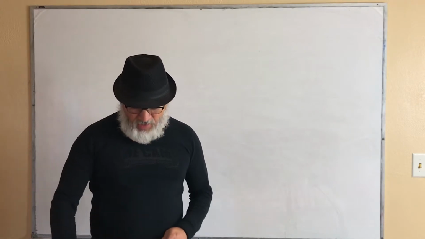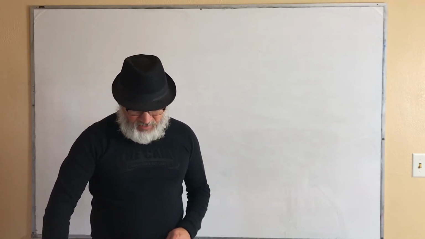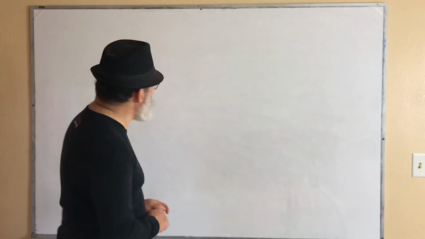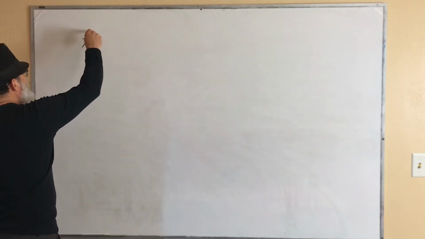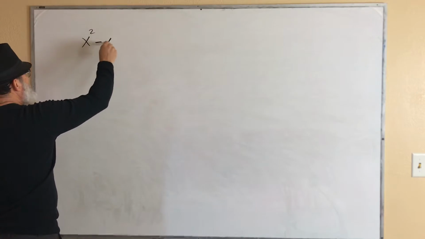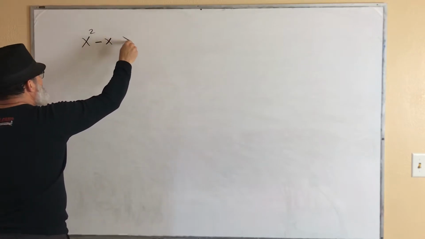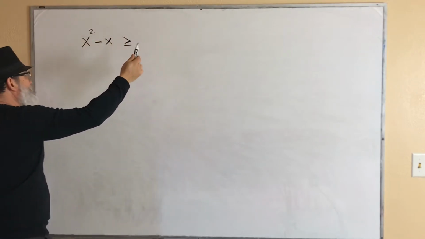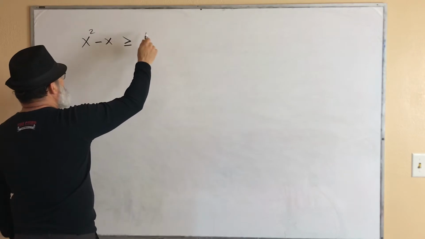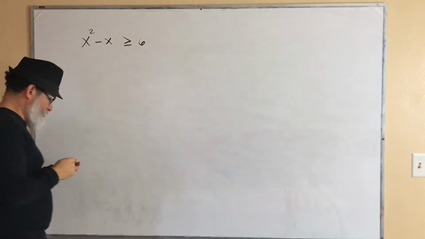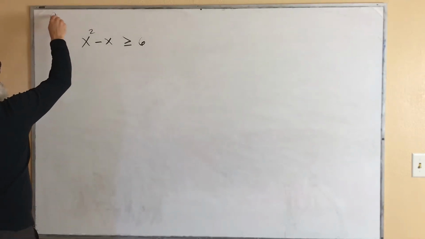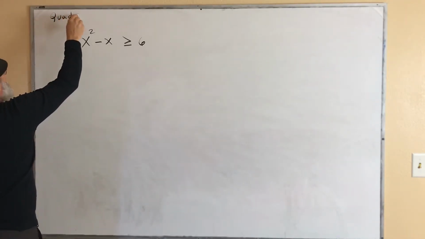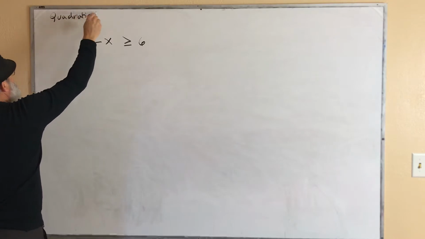A quadratic inequality is this: x squared minus x is greater than or equal to 6. This is a quadratic inequality.